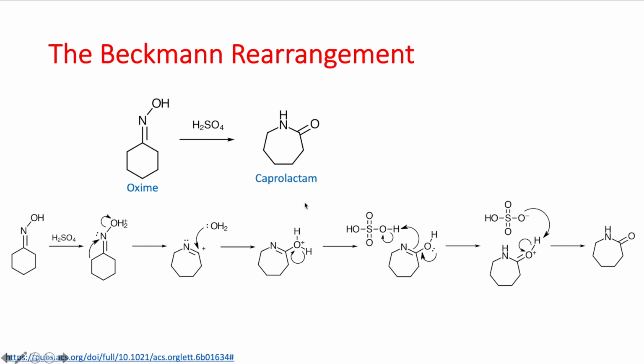Now, if you add a base to the caprolactam, it forms this, the nylon monomer, which is one use of this rearrangement. Another one would be the production of paracetamol, and a final use would be to produce other bioactive natural products, and there's quite a lot of them out there.